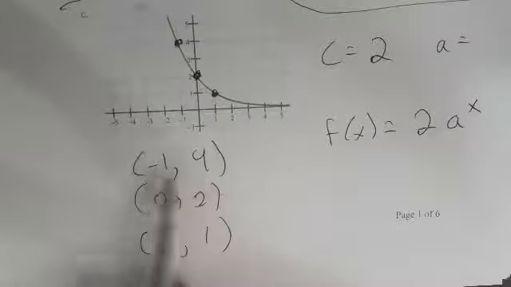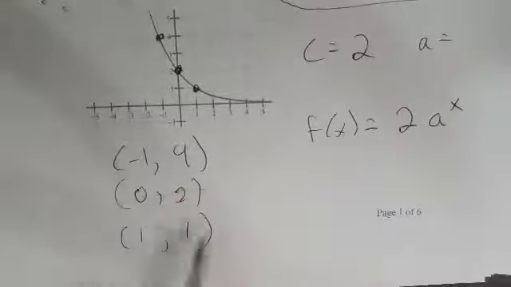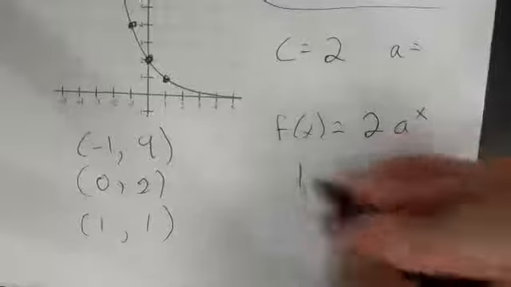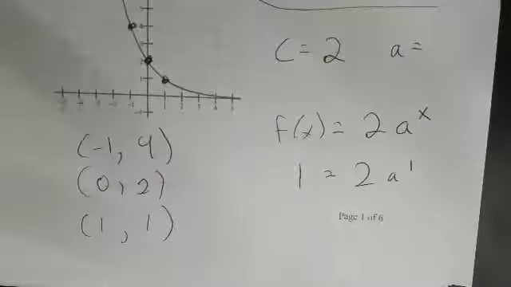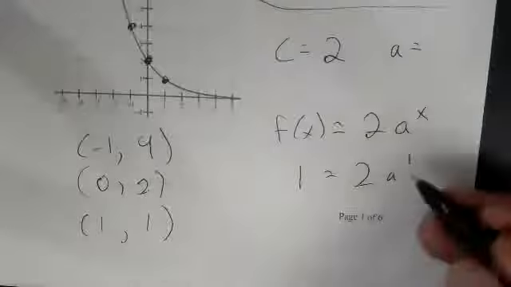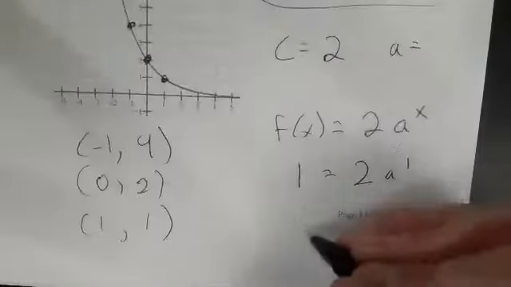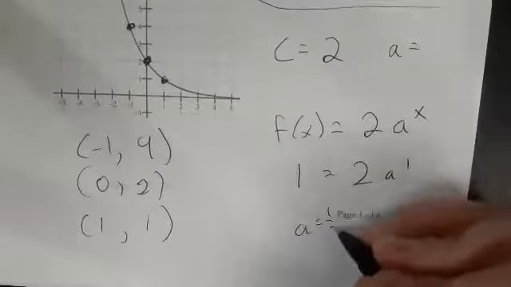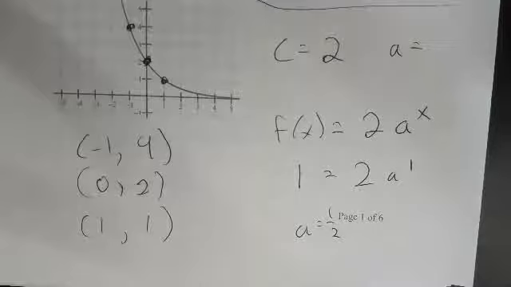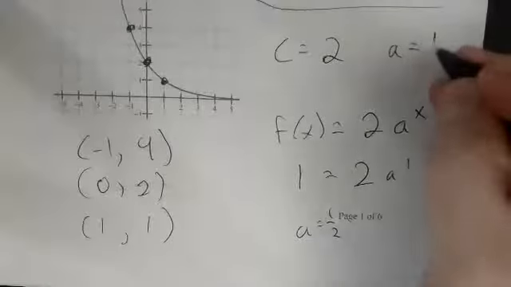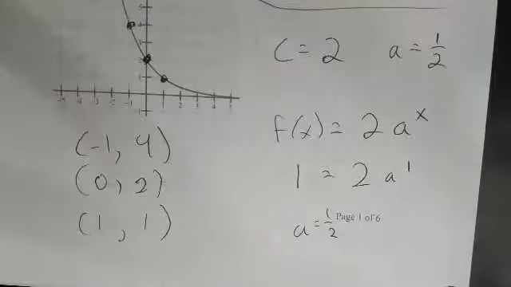And if I'm thinking about it, I probably don't want to plug in negatives. 1, 1 looks like a really nice sort of thing to plug in to my x. I can solve my a real quick by dividing by 2. It would be 1/2. If we look at 4 to 2 to 1, these are going down by a factor of 1/2 each time. 1/2.